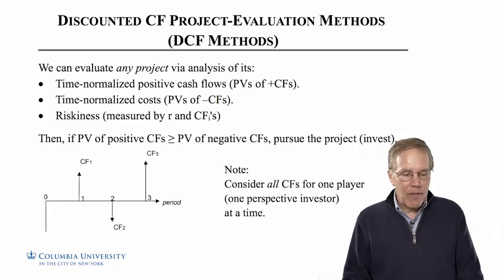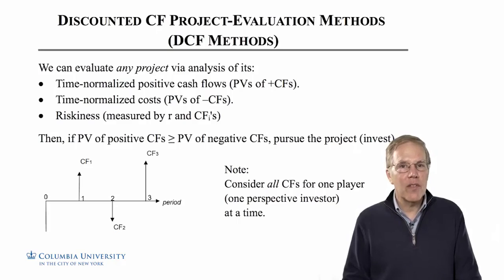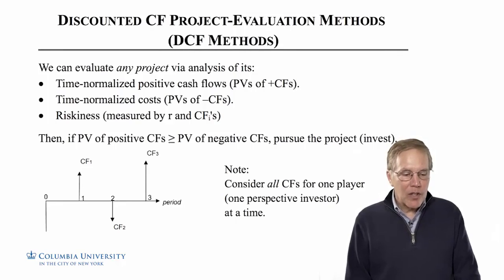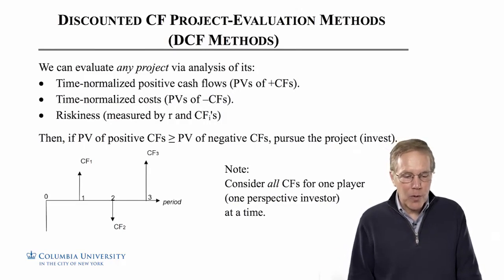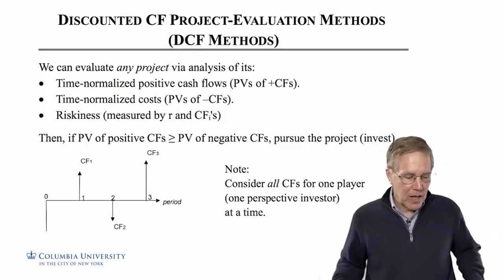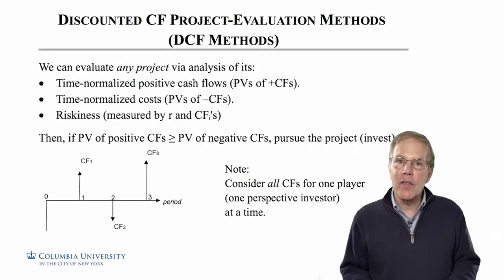So we can evaluate any project if we're going to use discounted cash flow methods, which is going to be the subject of this module and the next module. We can evaluate any project using its time normalized positive cash flows, its time normalized costs, and its riskiness, which is measured by the discount rate for the project or the interest rate. Mathematically, they're the same thing. Usually we use discount rate when we're going back in time and interest rate when we're going forward in time. And of course the project's cash flows. If the present value of the positive cash flows for the project is greater than the present value of the sum of the negative cash flows, then we'd want to proceed.